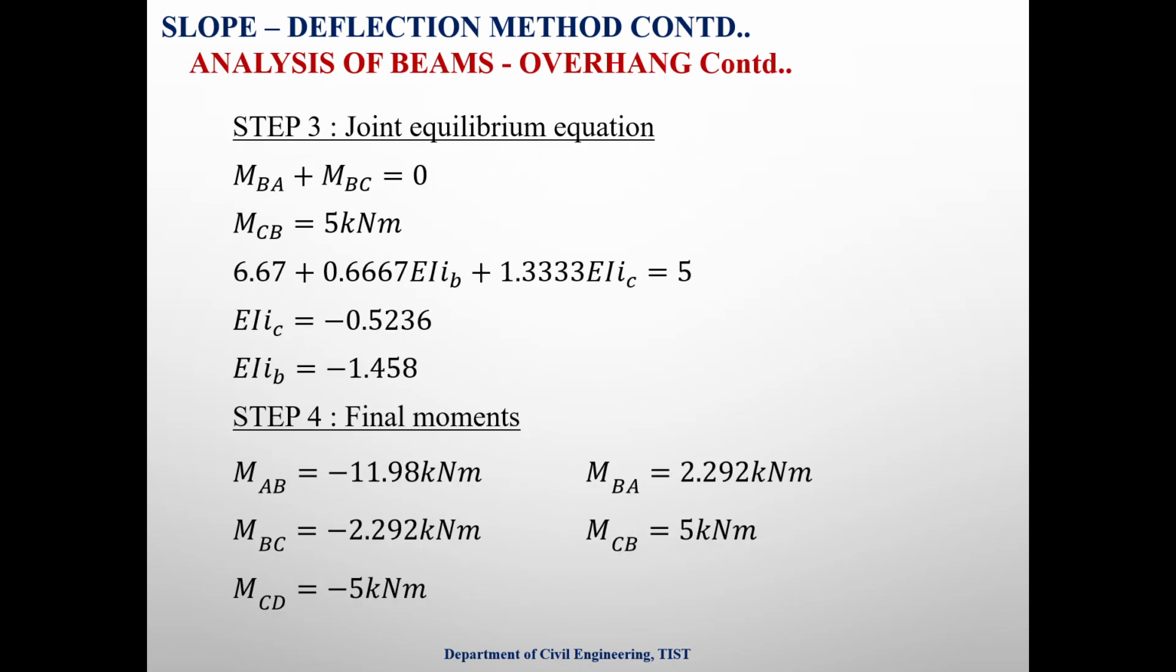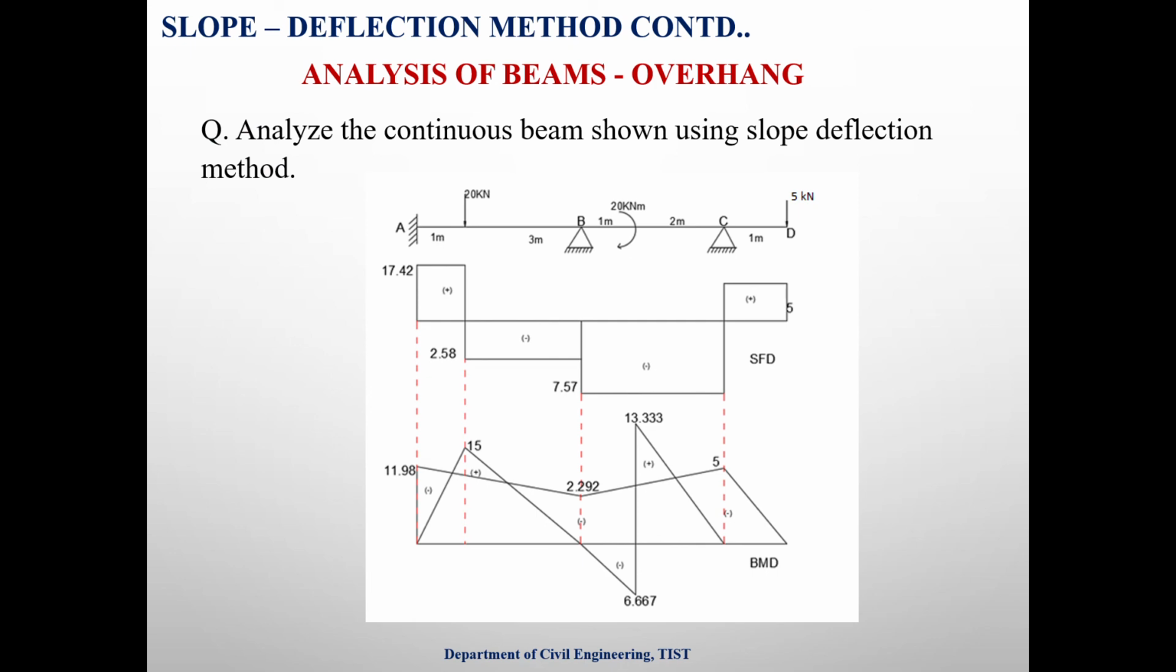In this joint equilibrium condition, substitute MCB is equal to 5 kilonewton meter and MBA plus MBC is equal to 0. You know the equation of MCB, you know the equation of MBA, and you know the equation of MBC. So, you can find out what are EI theta C and EI theta B. Substituting the values of EI theta B and EI theta C in the slope deflection equations given in step number 2, you will get the values of the final moments. After getting the final moments, please draw the bending moment diagram.